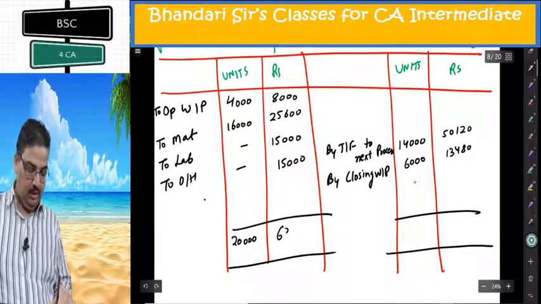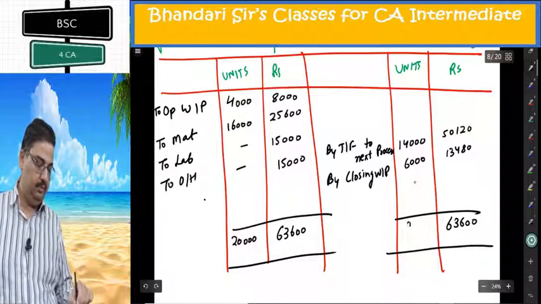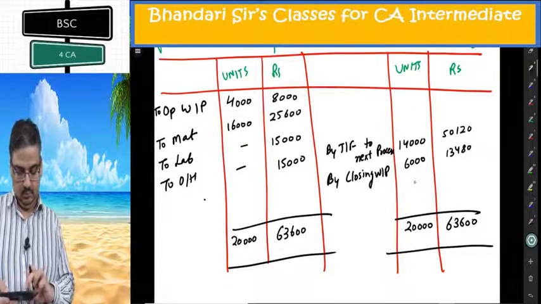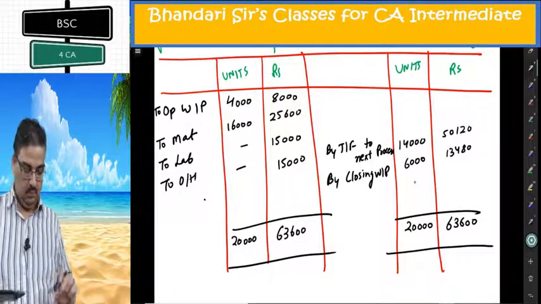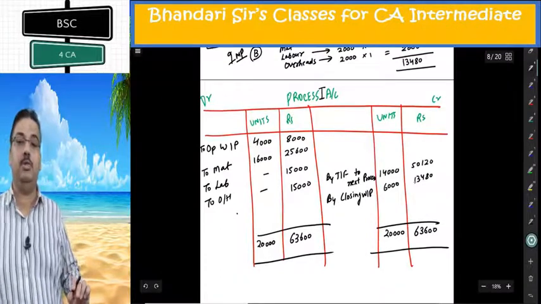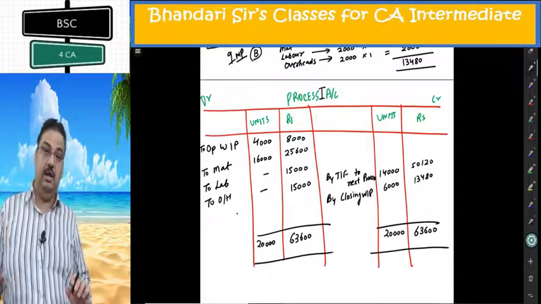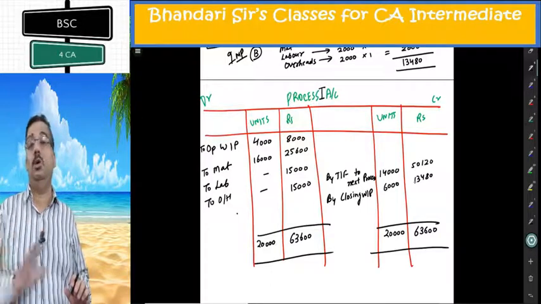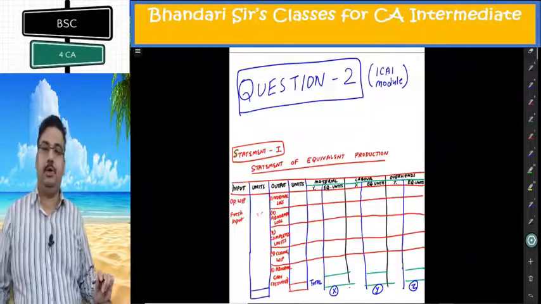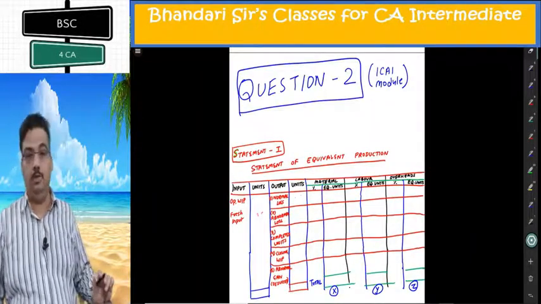Now check them, they must tally on its own. The total should be 63,600 on both the sides. So that is tallied on both sides. That is the ultimate requirement you have to reach. This was the easiest possible question on weighted average method in statement of equivalent production because it did not carry any losses and gains.